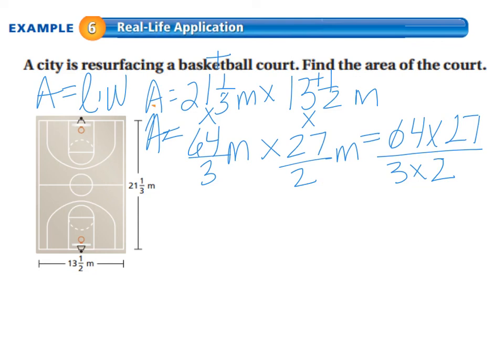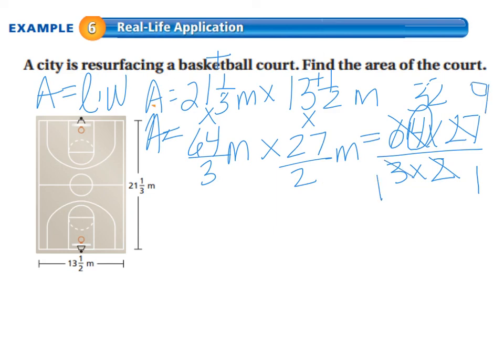I know that 2 is a factor of 64 because in the ones place I have an even number, so 2 divided by 2 is 1, and 64 divided by 2 is 32. I also know that 3 is a factor of 27. Thinking back to my divisibility rules for 3, if the sum of the digits is divisible by 3, 2 plus 7 is 9. 9 is divisible by 3, so I know that 3 will go into 27 9 times, and 3 divided by 3 is 1.